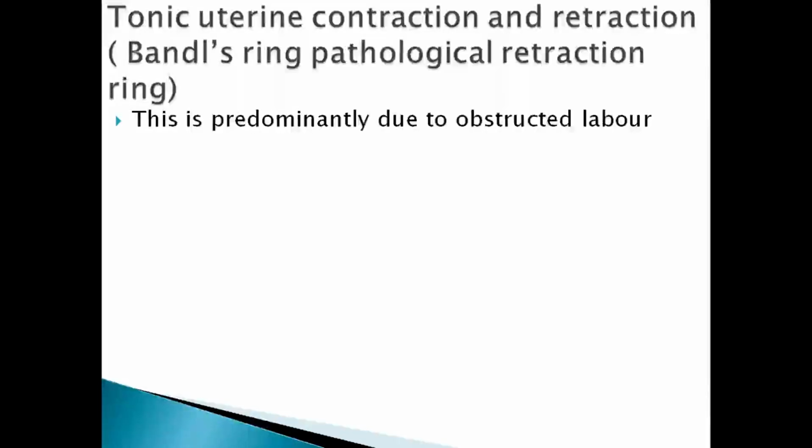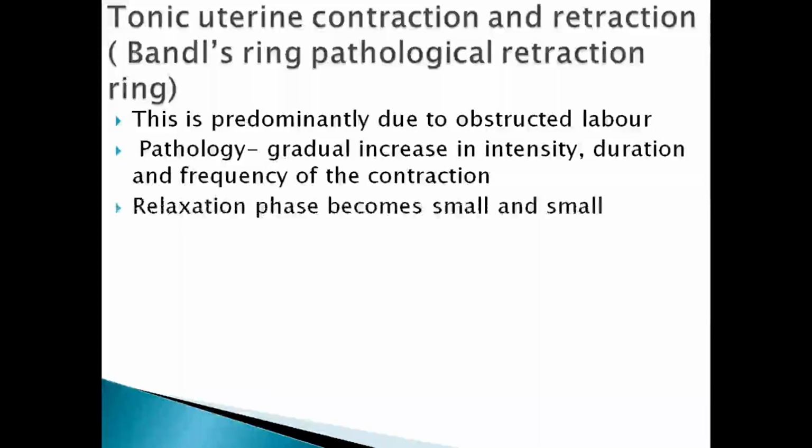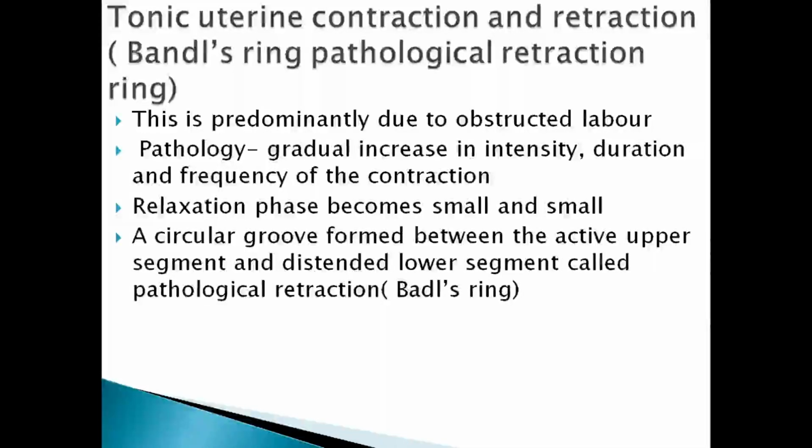Tonic uterine contraction and retraction, that is Bandl's ring or pathological ring. This is predominantly due to obstructed labor. There is a gradual increase in the intensity, duration and frequency of the contraction. The relaxation phase becomes smaller and smaller. A circular groove formed between the active upper uterine segment and distended lower uterine segment is called a pathological retraction ring or Bandl's ring.